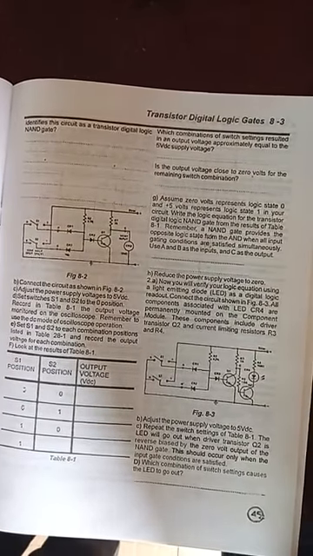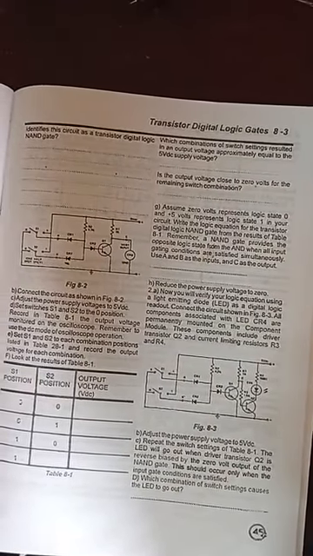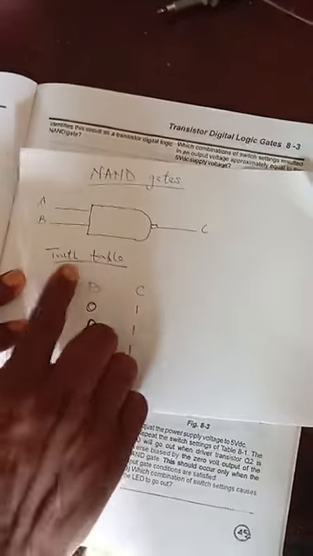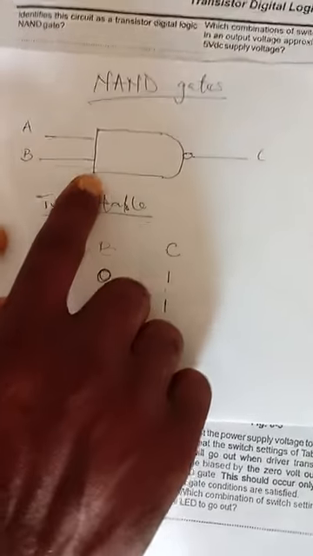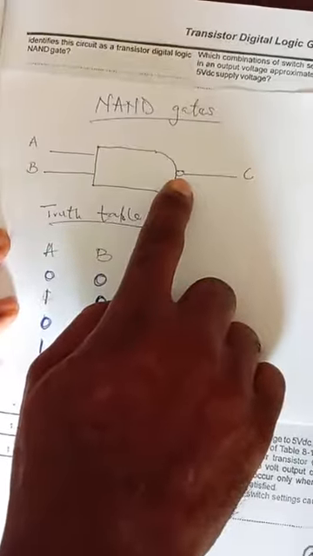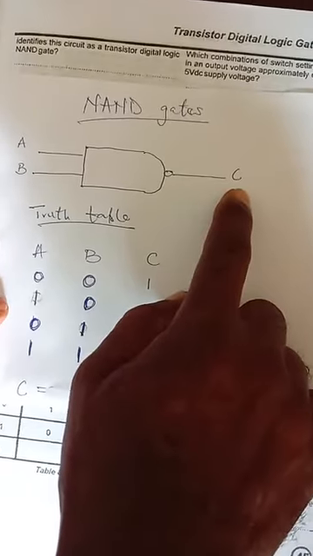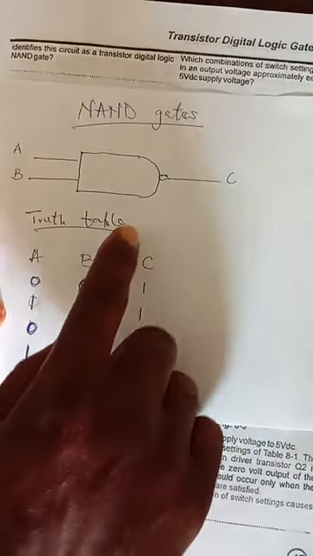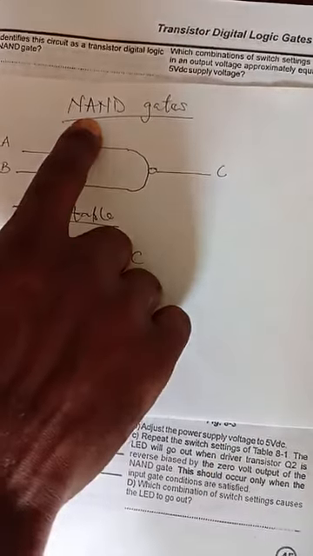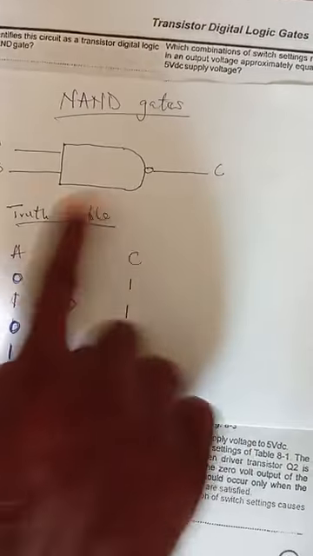So then, if you look at the diagram for the NAND gate, this is the symbol. It's the same thing as the AND gate, apart from the small knot at the back of the symbol. It means that the NAND gate is the opposite of the AND gate.